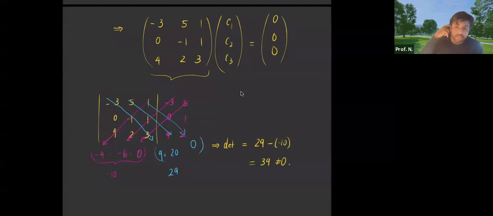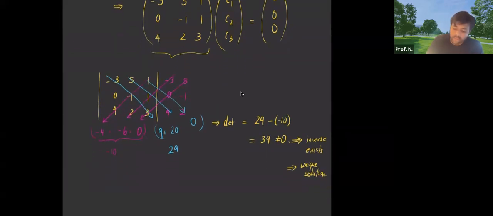So what does this mean? Since this is non-zero, this means the inverse exists. If the inverse exists, then that means there's a unique solution to the system. So if this is A, I'm going to call this C, and I'm going to call this B. That means that A inverse exists.